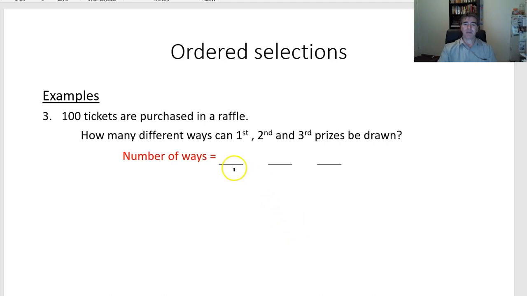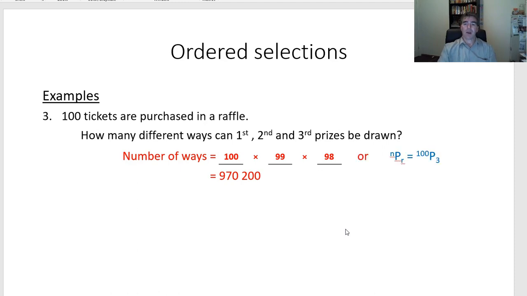Remember, there are 3 positions, first, second and third prize. Obviously the order is important, because if you're drawn out second, you don't get first prize. So there are 100 ways we can choose, or possibilities for first prize. There's only 99 left for second prize and 98 left for third prize, and again we multiply those together and we've got 970,200 different possibilities there.